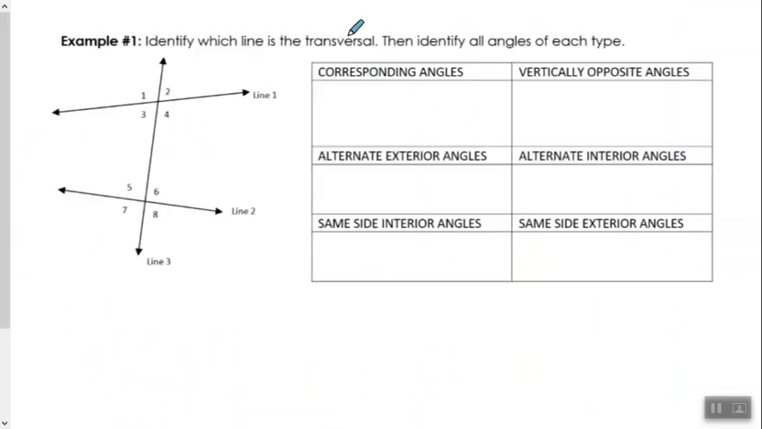Example number 1, identify which line is the transversal, then identify all angles of each type. So taking a look here, we have line 1, line 2, and line 3. Now, a transversal is one line that cuts 2 lines. Okay, so line 1 only cuts 1 line, line 2 only cuts 1 line, line 3 goes through 2 lines. So line 3 is my transversal.